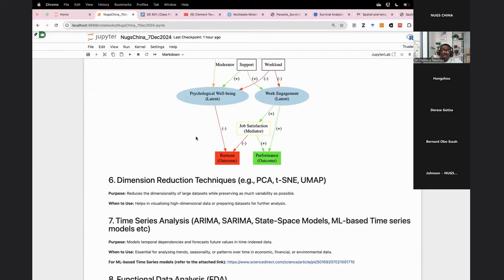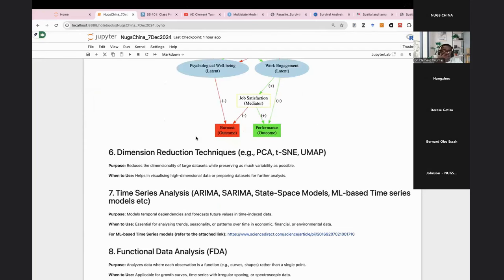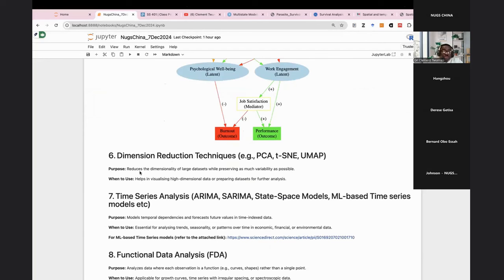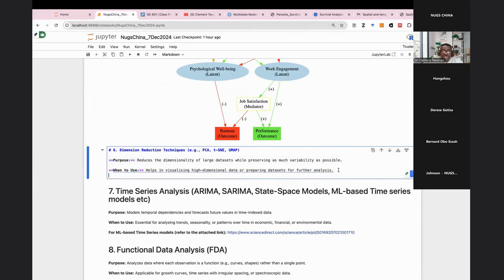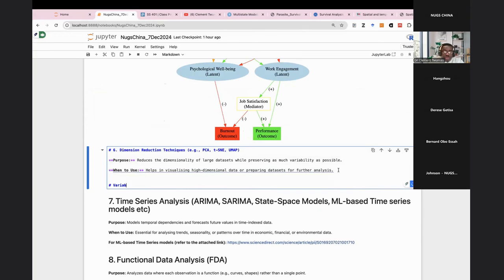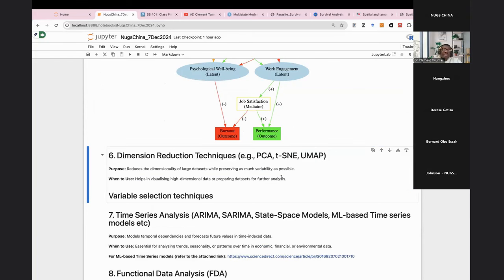Okay, so in a few minutes, I'll take questions before we continue. The next one is about dimension reduction techniques. Now, I was also supposed to talk about variable selection techniques. Unfortunately, many people confuse dimension reduction techniques with variable selection techniques.